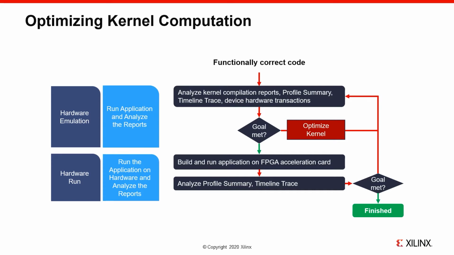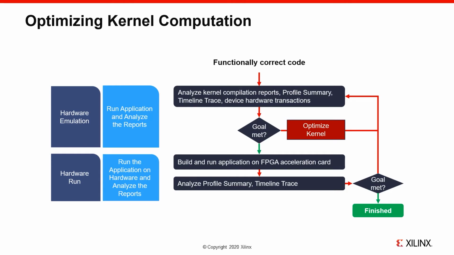The last step is building and running on an FPGA target like the Alveo accelerator card. We can then analyze the reports from the system compilation and the profiling data from application execution to see the actual performance and resource utilization from the hardware. The goal of kernel optimization is to create hardware kernels that can consume all the data as soon as it arrives at the kernel interfaces.